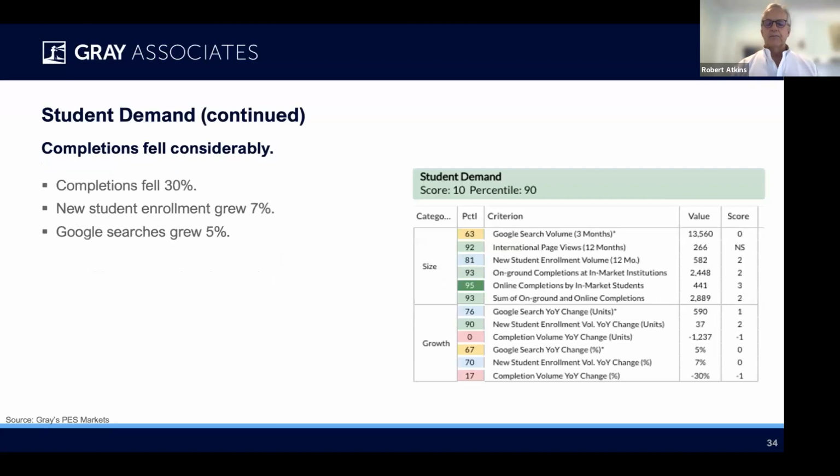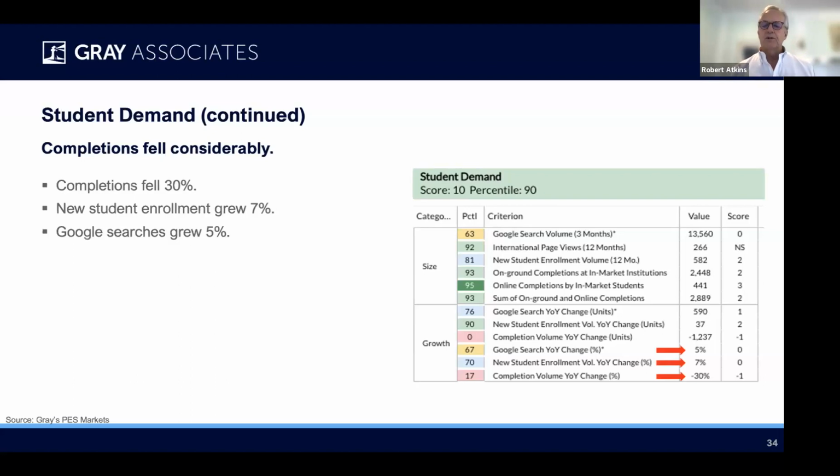So now we're looking at growth. And what we see is completions are down 30%. But new student enrollment's up 7%. And Google search volume, remember we were worried about that, it's actually up 5%. So what does it mean in this case, when the growth numbers are really radically different from one another? Well, given that the completions express what students were interested in three or four years ago, what you're looking at there is what students wanted to do back in 2018, 2019, and also the decline that took place during COVID that's leading to a reduction in completions now.